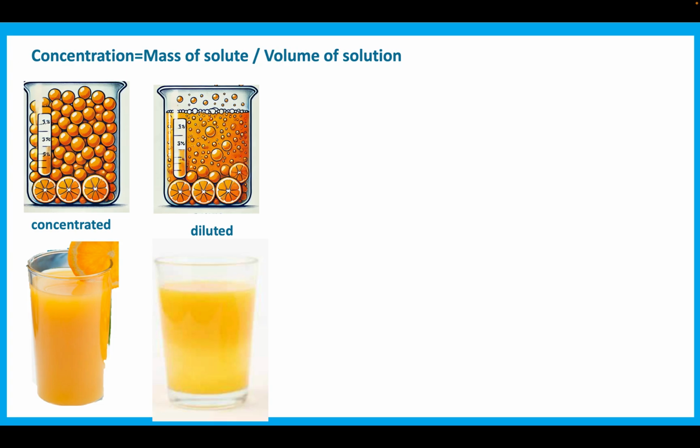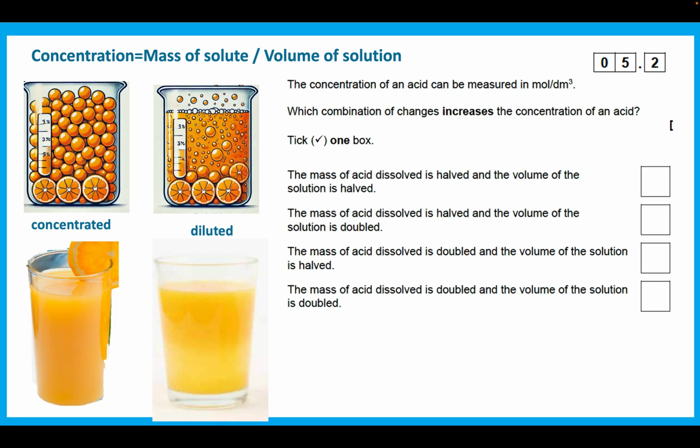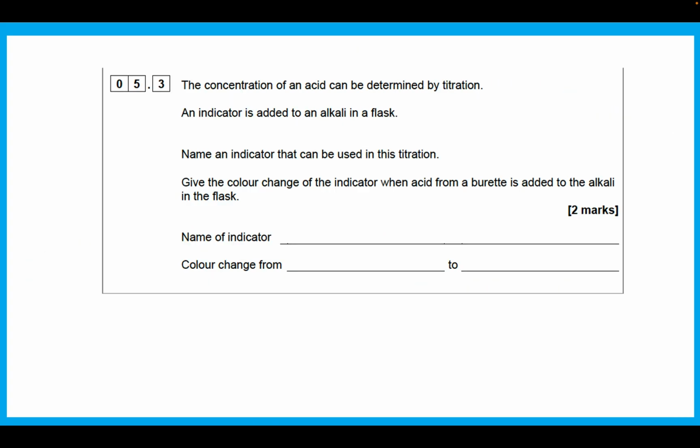So what combination of changes increases the concentration the most in our question? The answer is simple: doubling the mass while halving the volume. This makes the acid solution much stronger. The answer fully aligns with the marking scheme.